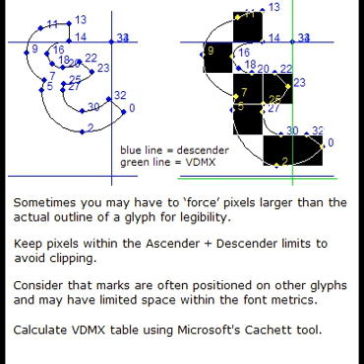This can be done with Microsoft's Cachette tool. VDMX heights can be shown in VTT through the display menu and appear as green lines. Forcing pixels outside of the VDMX can cause clipping and/or scaling.